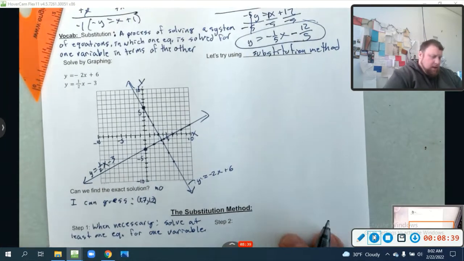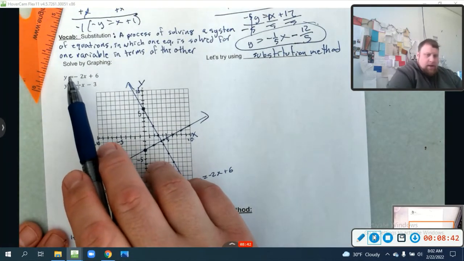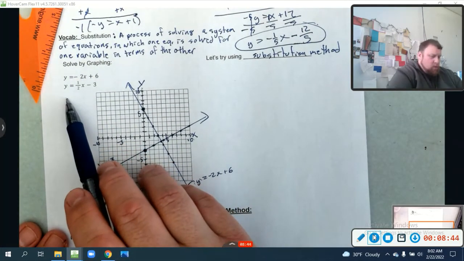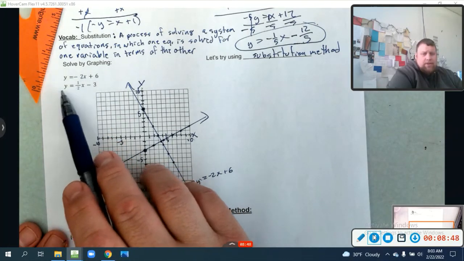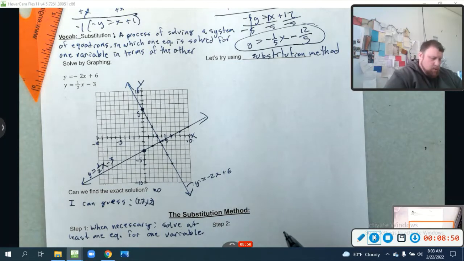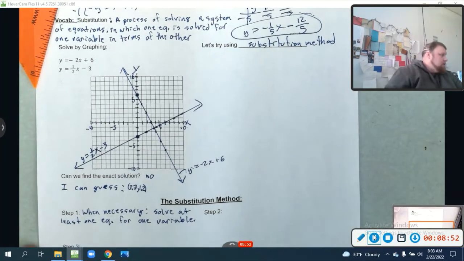But if I look up here, notice how each of these equations is already solved for y. So it's not necessary to do step 1 on these, because they're already each solved for a variable, which is y. Okay, let's take a look at step 2.